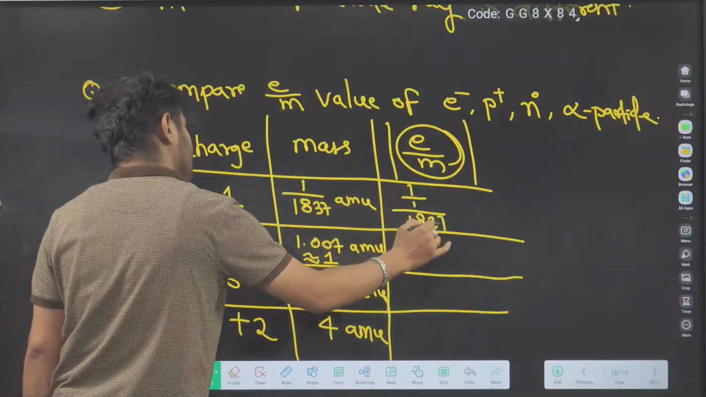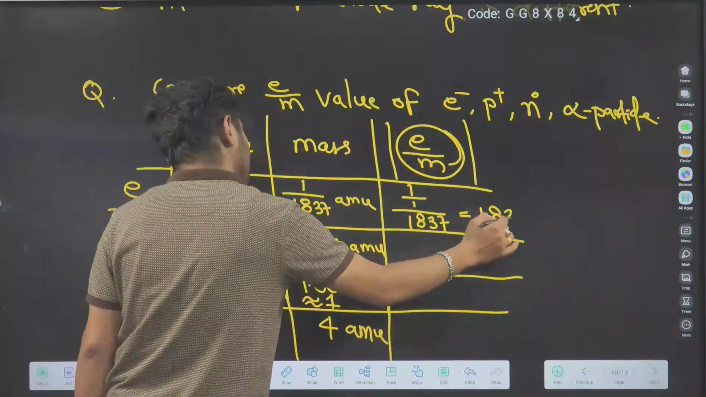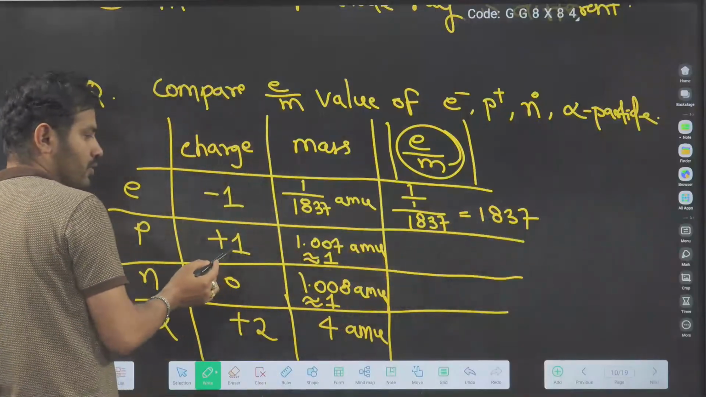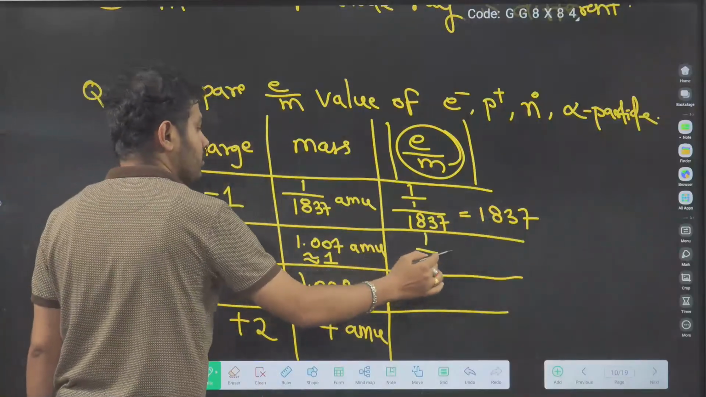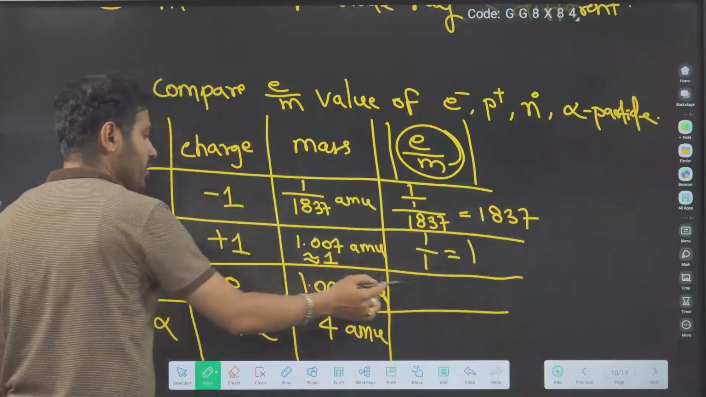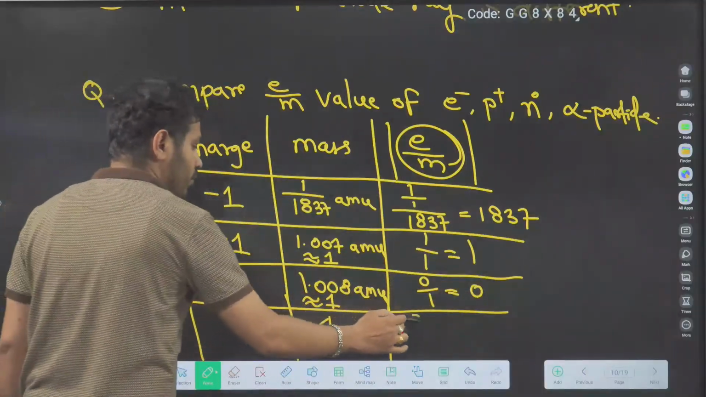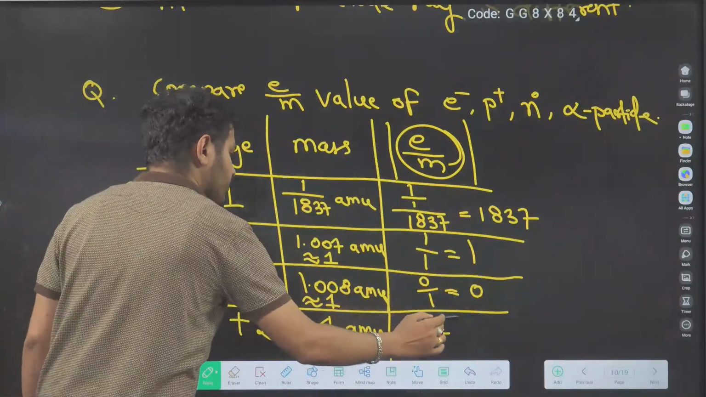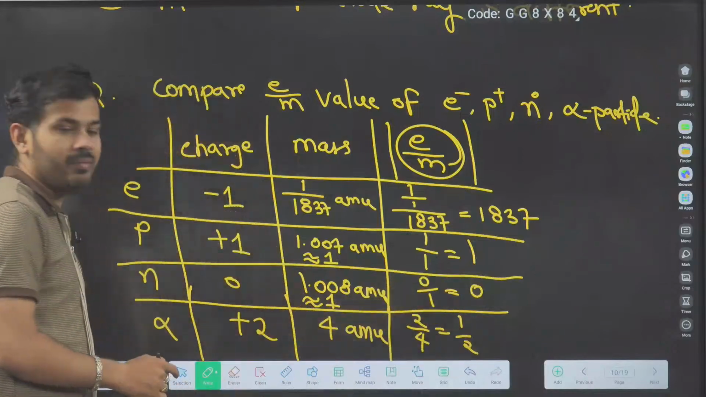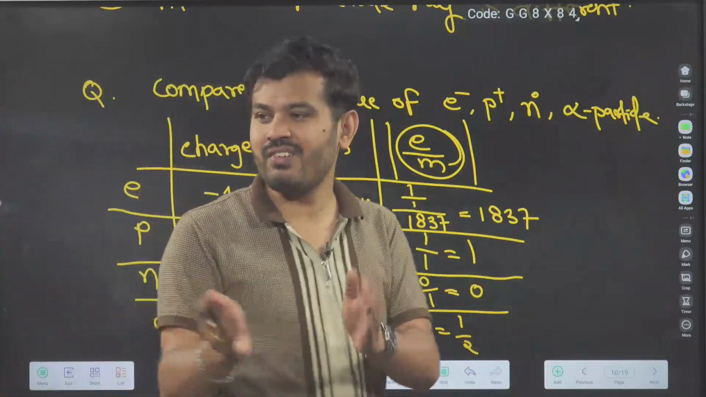1/1/1837. How much will it be? It will be simply 1837. The next one, 1 divided by 1, that is 1. This one, 0 divided by 1, that is 0. 2 divided by 4, which is 1/2. Now you tell me which value is larger, which value is smaller.